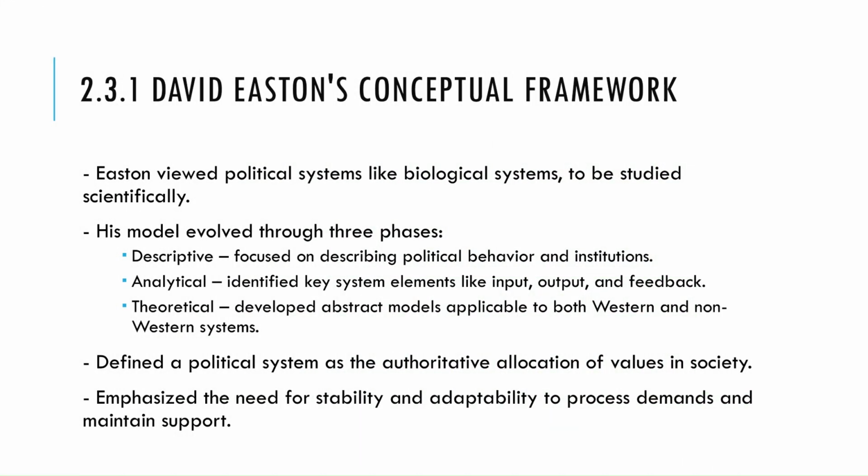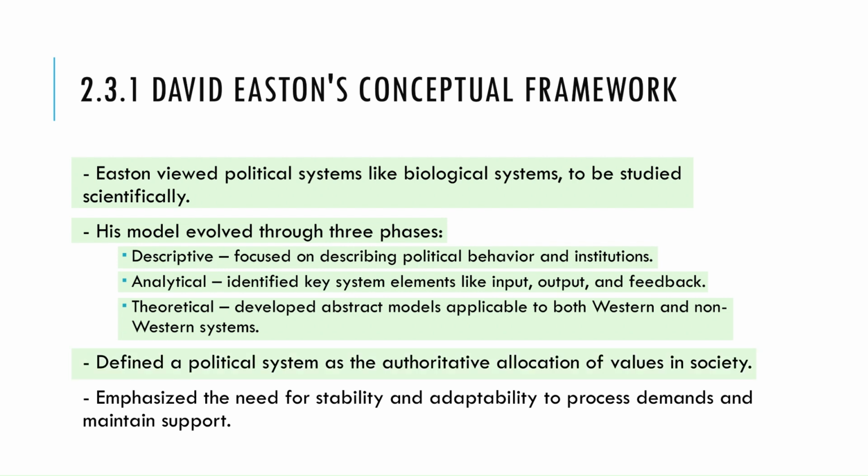Let's now take a closer look at David Easton's conceptual framework, one of the most important contributions to the systems approach. Easton believed that political systems could be studied scientifically, like biological systems. He identified three phases in the development of his model. The first one was the descriptive phase, where the goal was simply to describe political behavior and institutions. The second was the analytical phase, which focused on identifying the core concepts and relationships within the system, such as input, output, and feedback. And the third was the theoretical phase, where he developed abstract models that could be applied to different political systems, including non-Western countries.